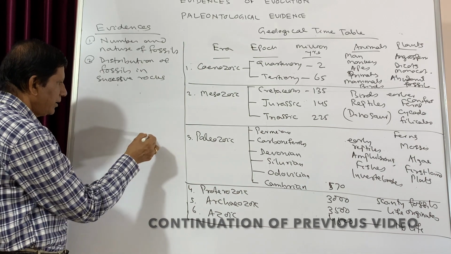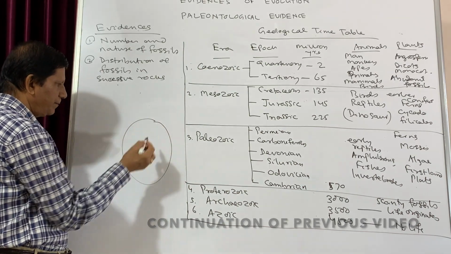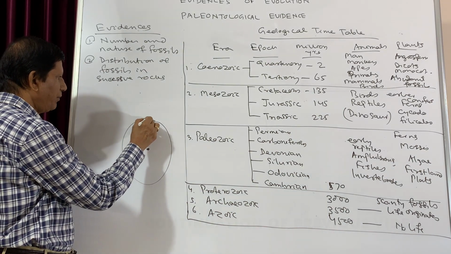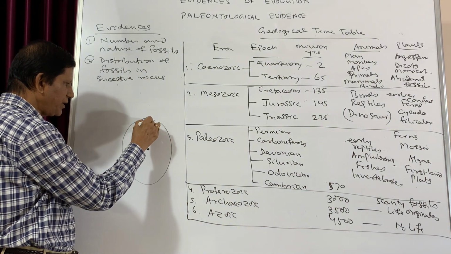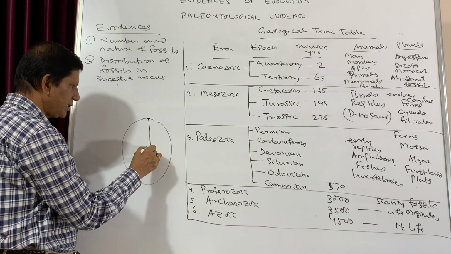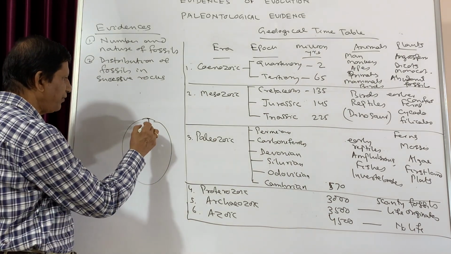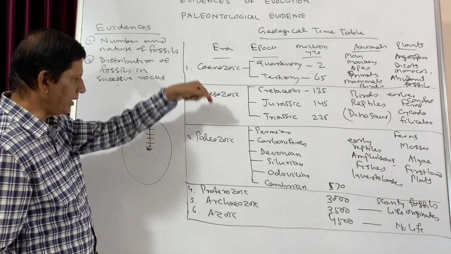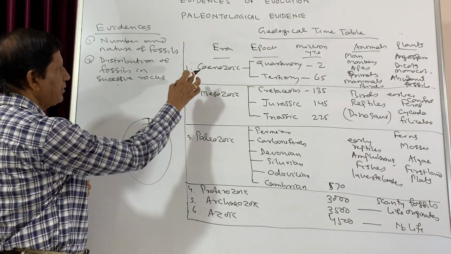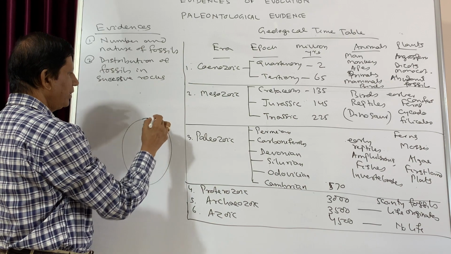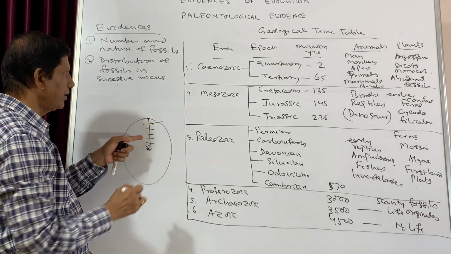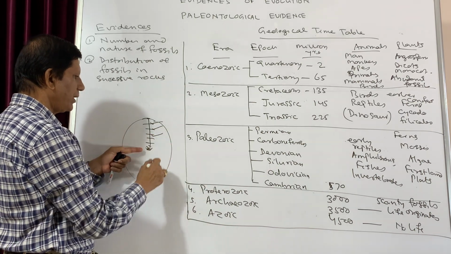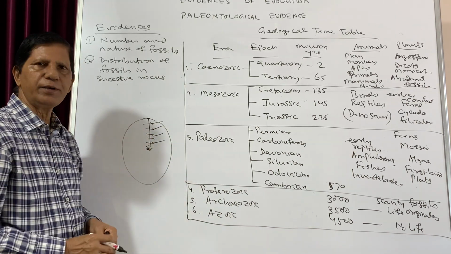So this is the earth. This is the center of the earth. So we are just present on the surface. Now if from the surface of the earth we go toward the center, at different places we will get different types of fossils. The fossils of the Cenozoic era will be found in the upper part, that of the Mesozoic just below it, then the Paleozoic below it, then Proterozoic below it.